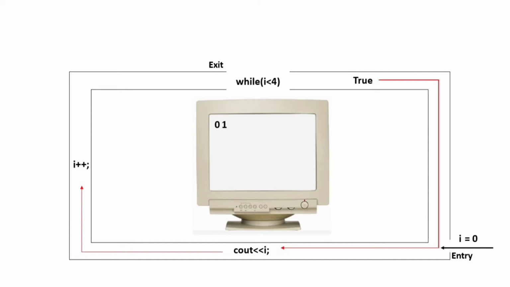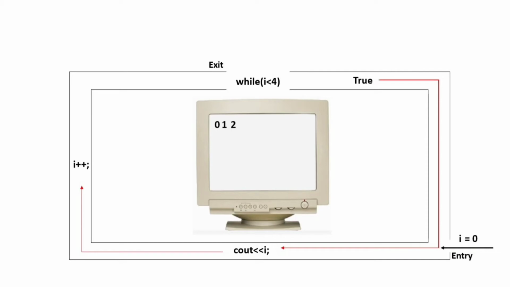We are printing the value of I. I is 2. 2 will be printed. Then we are incrementing value of I. I became 3 now. After that, we are checking the condition again. 3 is less than 4. That is true. We can continue with the loop.